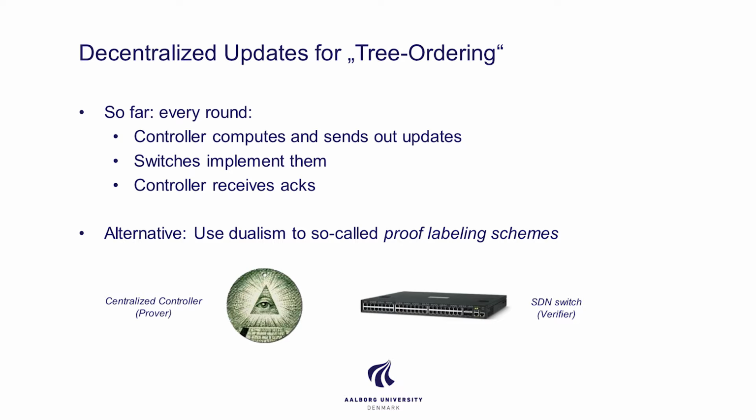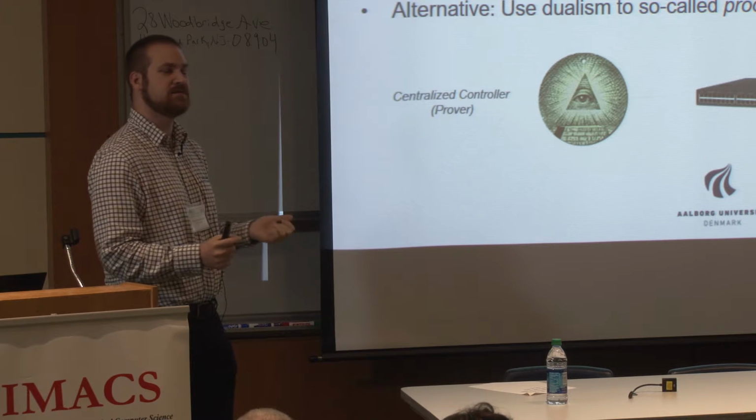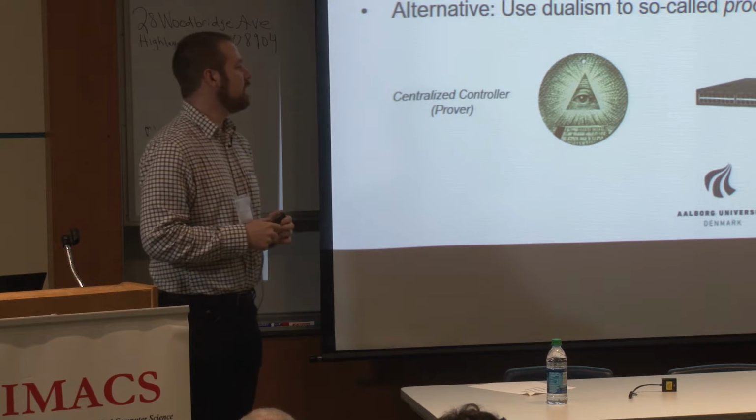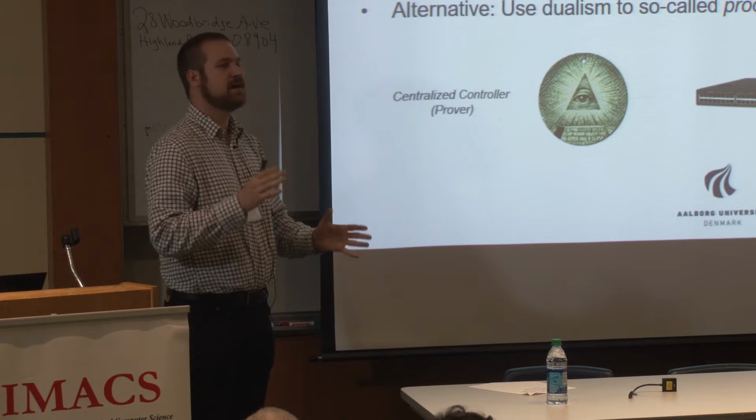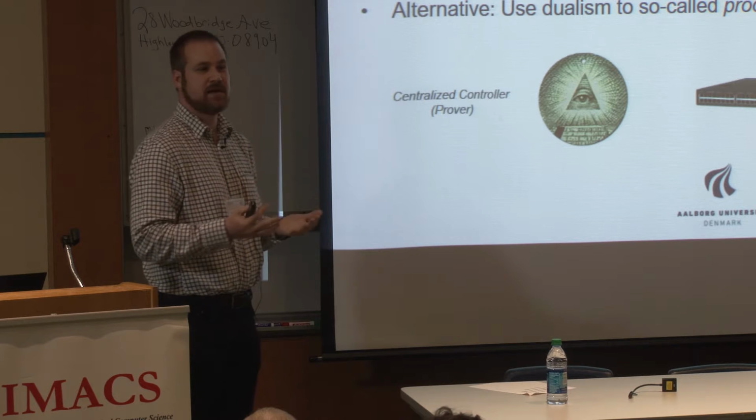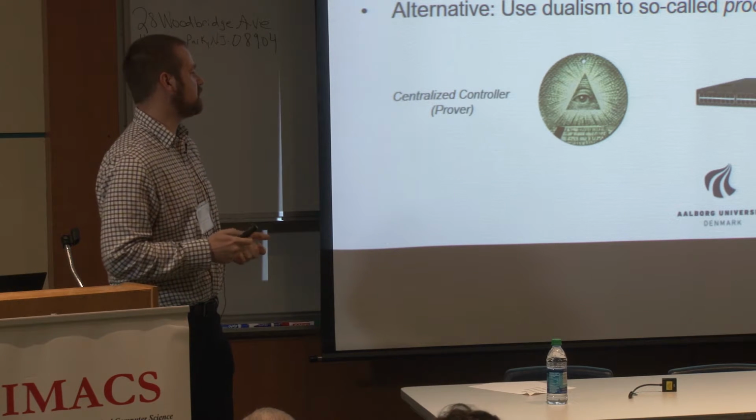And what you can do here is to use some dualism to so-called proof labeling schemes, because you can think of the centralized controller as some sort of prover that knows, at least hopefully, what's going on in the network, and can then send out proofs to the individual nodes. If you add some intelligence to the switches, they can look at this proof and decide when they can update in a safe manner without any further interaction with the controller.